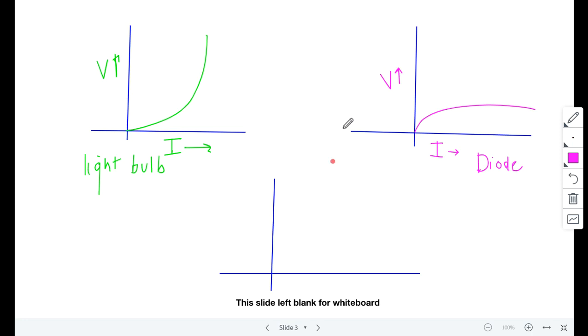One thing you have to remember is that this graph is between V and I. If you interchange I and V, the graph will change. I is on the x-axis and V is on the y-axis. So just remember to keep it in this order.